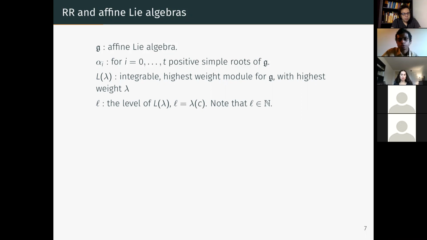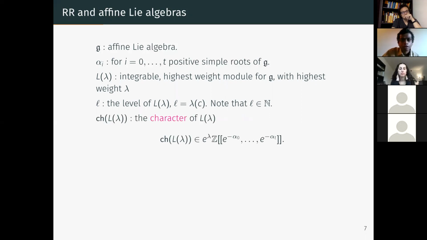Now, for all such modules, there is a canonical integer attached to them, a non-negative integer. It's called the level. I'll denote it by L. It could be 0 also, but anyway. And we look at the character, as you always do in representation theory. And it turns out here it lands in this formal power series ring, where e to the lambda denotes the highest weight, but we are not going to need that part. I'm just going to normalize the characters by deleting that part, and they are going to land in this space. It's a formal power series ring.